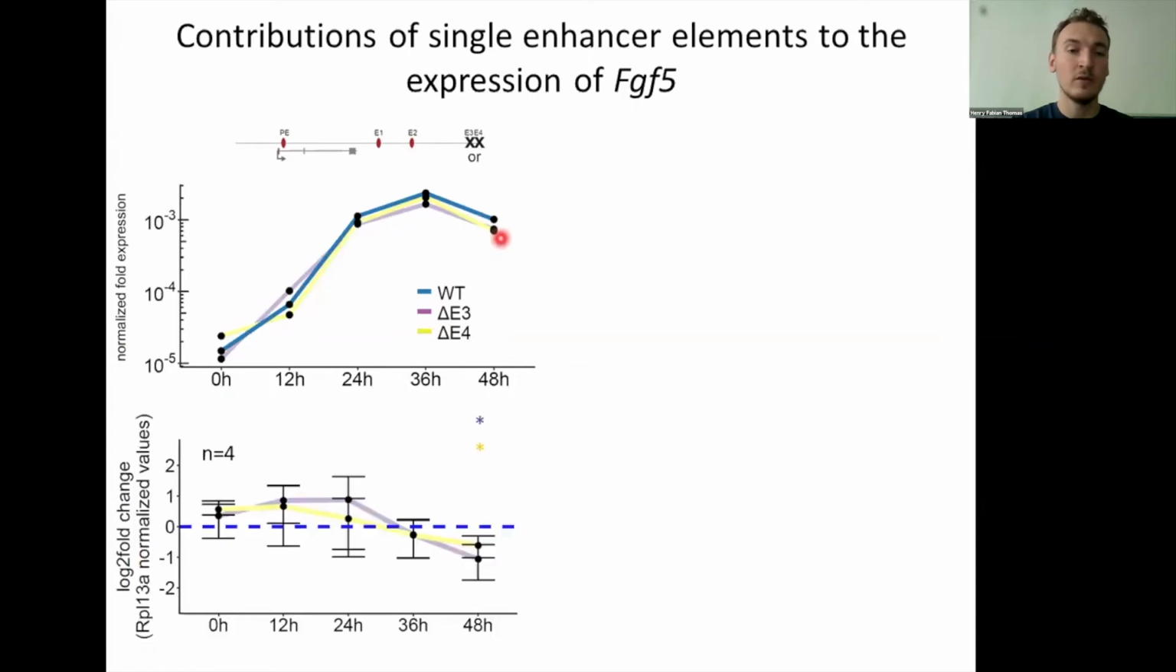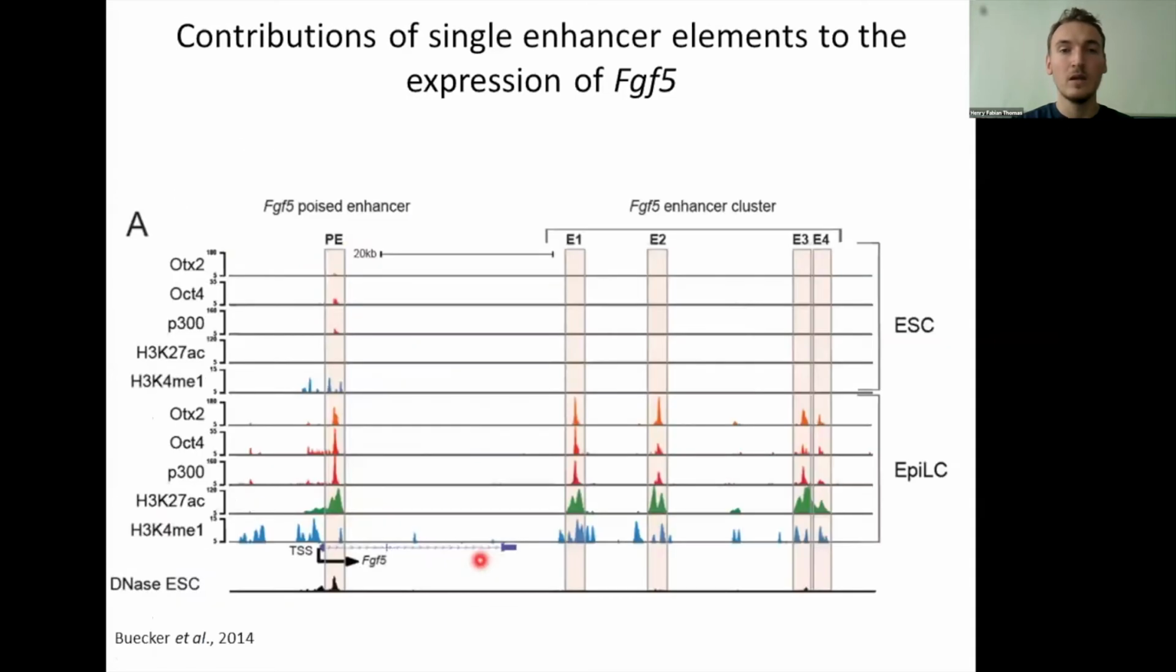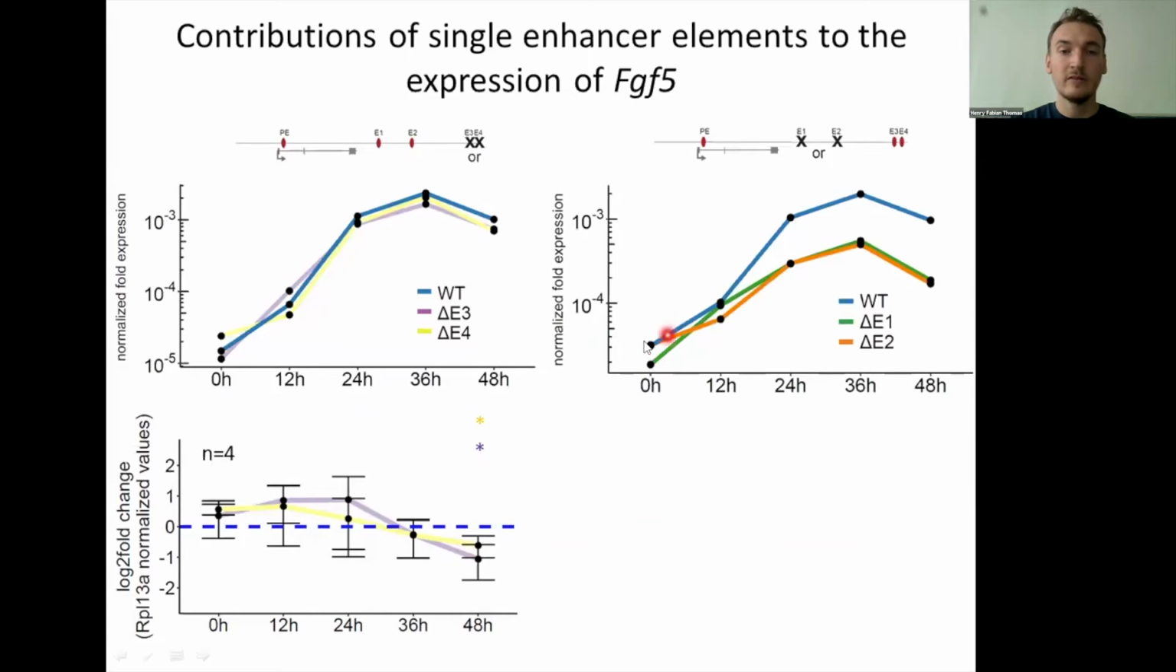We can see the same when averaging over several replicates, and then always looking at the log2-fold change at every time point compared to wild type. So also here, there's only a significant reduction at the very latest time point of differentiation. When we knock out E1 or E2, we again see no changes in undifferentiated states, but Fgf5 expression is not properly induced upon differentiation. And compared to E3 or E4 knockout, we see a much earlier effect already at 24 hours in this particular replicate.